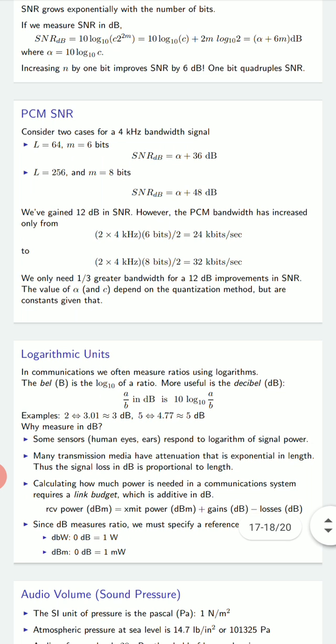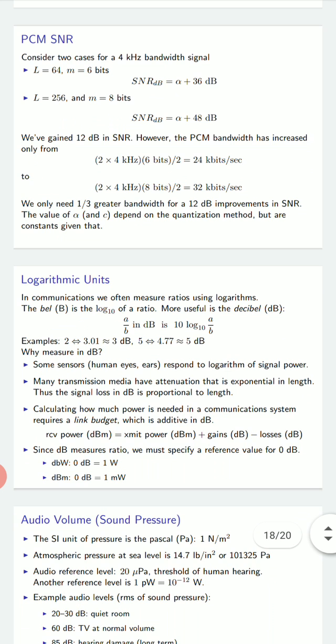So if we see two cases for the 4 kilohertz bandwidth signal, L equal to 64 and M equal to 6 bits. So here SNR will become alpha plus 6 into M. M we are having 6. 6 into 6, 36. So you can take alpha plus 36 dB. For L equal to 256, L is nothing but Q. Q is nothing but 2 raised to M. 2 raised to 8, you will get 256. So here alpha plus 6M, 6 into 8, you will get 48. So you can write SNR dB equal to alpha plus 48 dB.